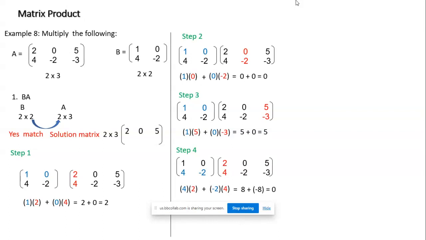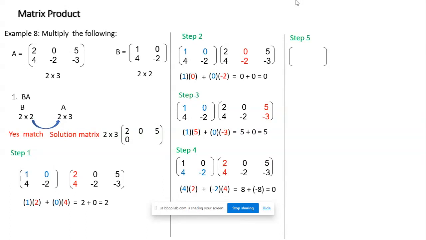So let's do the math. 4 times 2 is 8. Negative 2 times 4 is a negative 8. So 8 plus a negative 8 is 0. So if I ask myself what I multiplied, row 2 with column 1, that is the address 2, 1. So that 0 belongs in row 2, column 1. All right, let's do the next step.